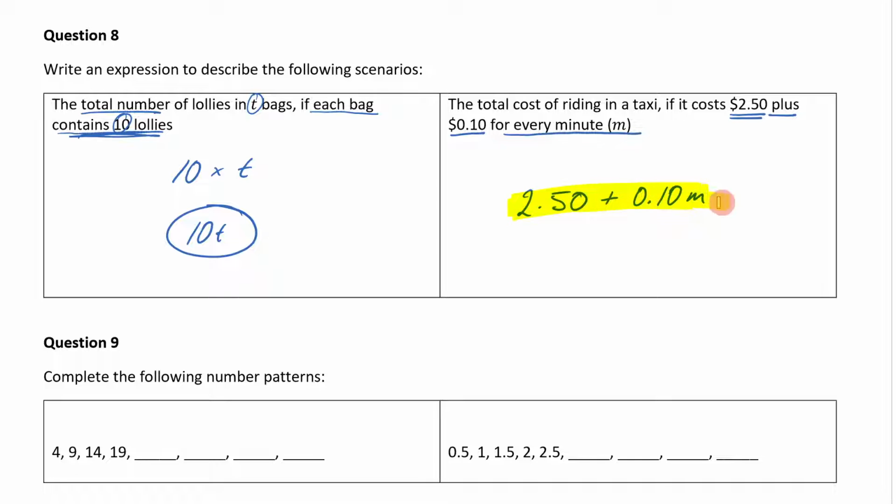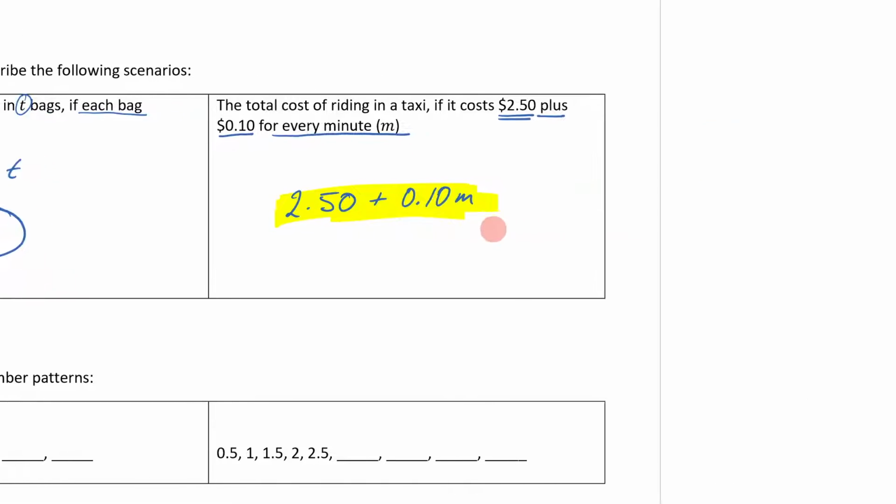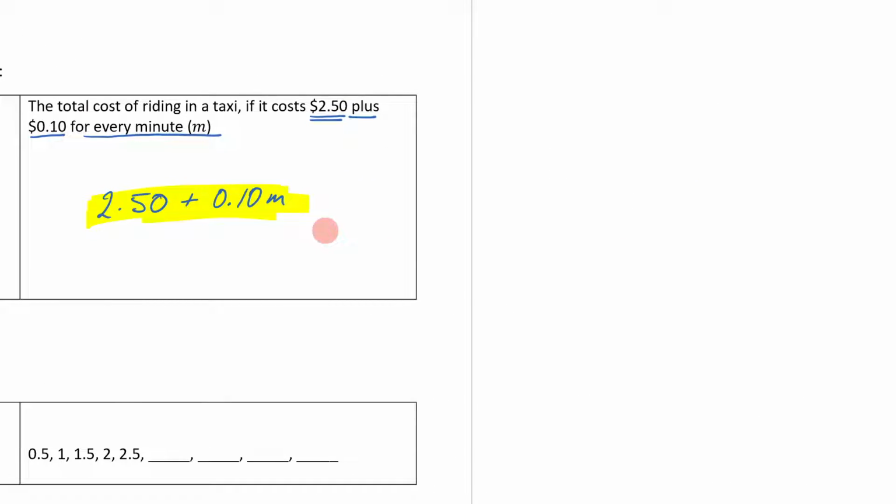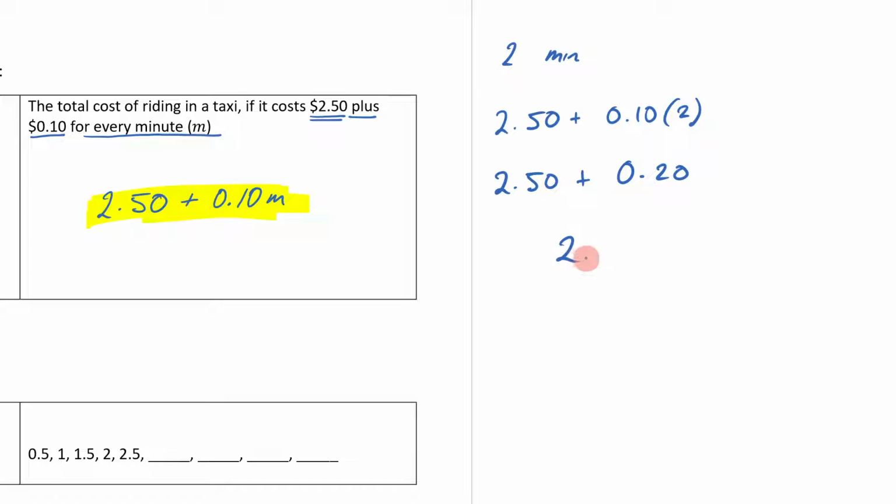Let's break it down for a second. What that's saying is that it costs you $2.50 just to get inside the taxi, and then 10 cents for every minute you're in there. So let's now imagine a scenario. Let's imagine that you're in the taxi for 2 minutes. Well, that means you're paying $2.50 just to get in, plus 0.10 times 2. So that means you're going to pay $2.50 plus 20 cents. That means you're going to pay a total of $2.70. So that's if there's 2 minutes.